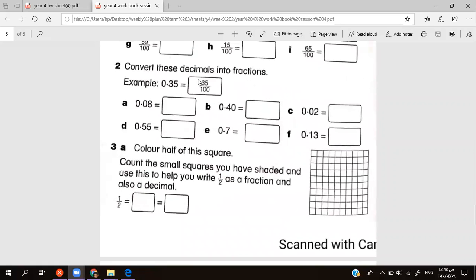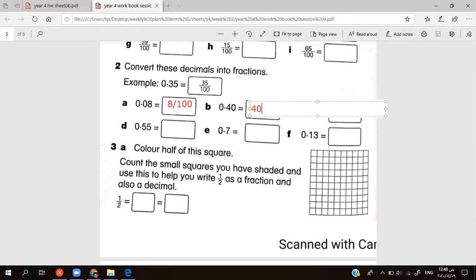Here he's saying convert these decimals into fractions. Okay, so I'm gonna answer A, B, and C, and you're gonna answer D, E, and F. Here, what's the number? The number is 8. 8 over what? How many numbers after the decimal? 2 numbers. See, but I must put down 2 zeros, which is 100.